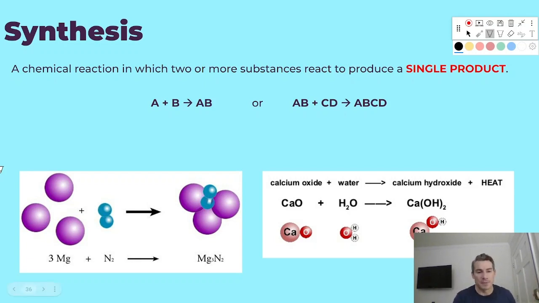In the examples below, we have 3 magnesium atoms combining with diatomic nitrogen to give us magnesium nitride. The same thing is happening over here, where we have two pre-existing compounds, calcium oxide and water, on the reactant side, giving us the product calcium hydroxide. Another byproduct of that is going to be heat, which is obviously not an element, so we would just write that.